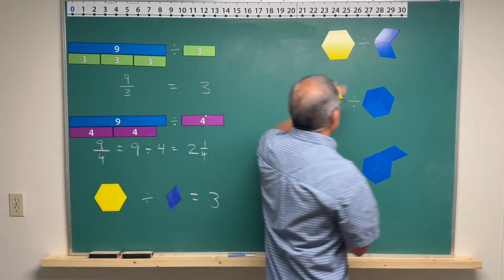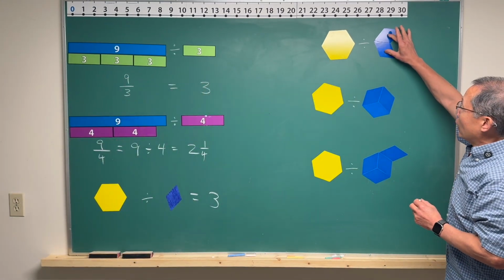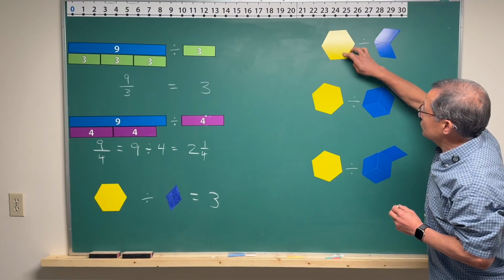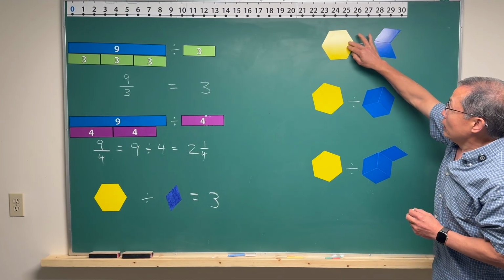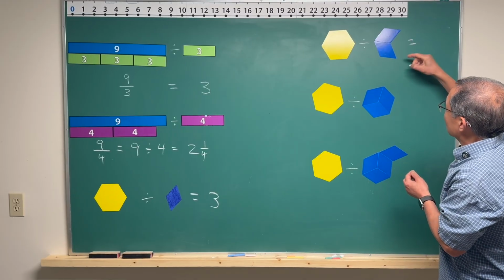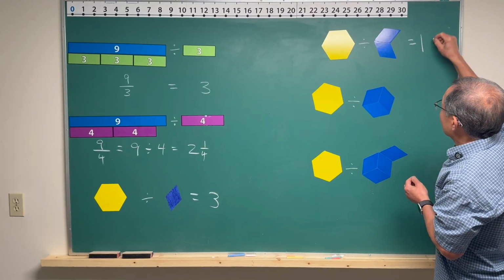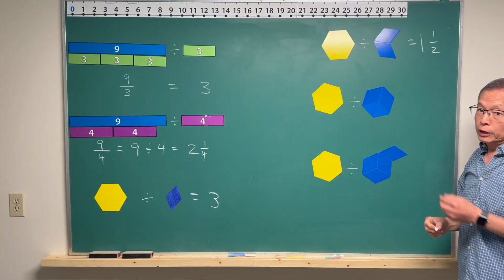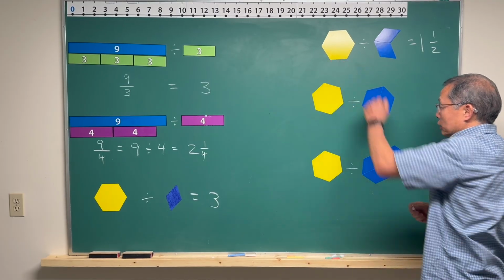This one, you'll see that, okay, well, that whole thing fits in there once, and then there's still another rhombus sitting over here. And that rhombus is half of this. So the answer to this question would be it fits in once and a half times. It can be removed from the yellow hexagon.